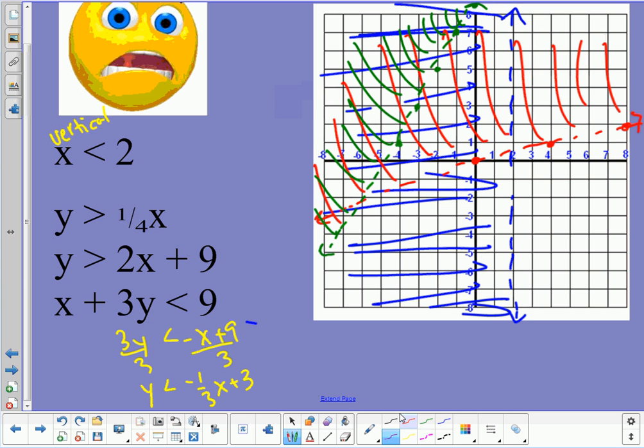The more lines you have on the coordinate plane, the more messy it gets. And then the last one, y-intercept of positive 3, and then I go down 1, right 1, 2, 3, down 1, right 1, 2, 3. And this again is a dashed line, but I'm shading down.